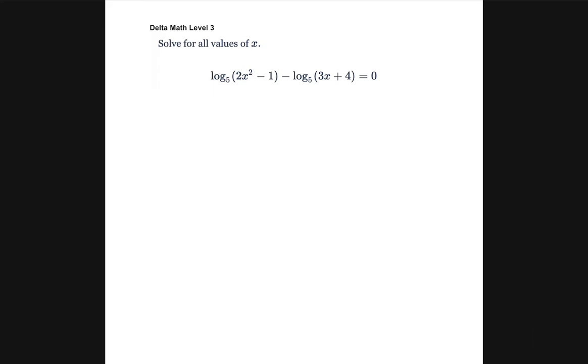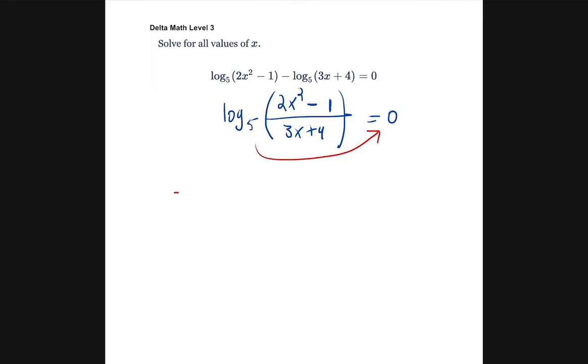The log base 5 of 2x squared minus 1 minus the log base 5 of 3x plus 4. So our log rule says this is the log base 5 of 2x squared minus 1 divided by 3x plus 4, and all of this is equal to 0. All right, I'm going to trust the process. I'm going to convert to exponential form.